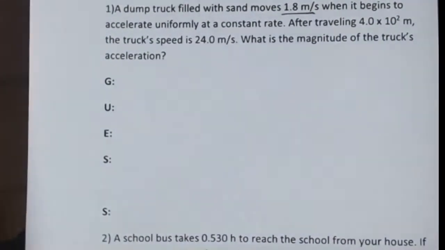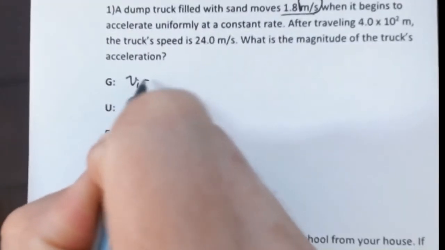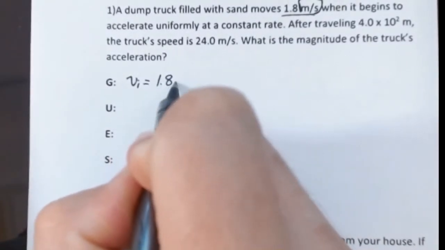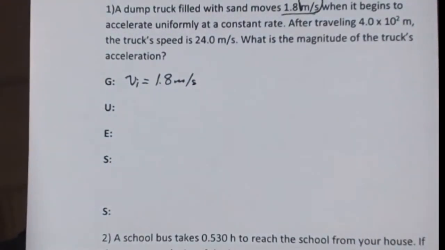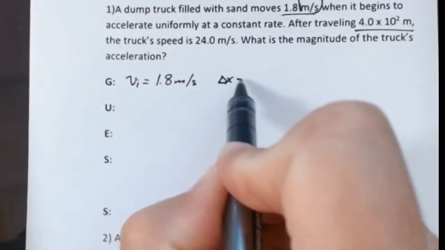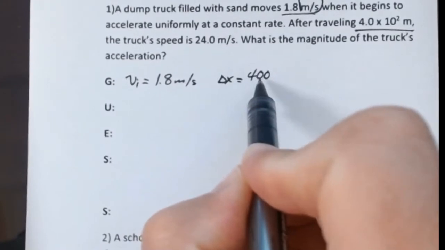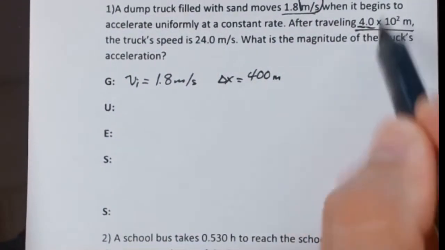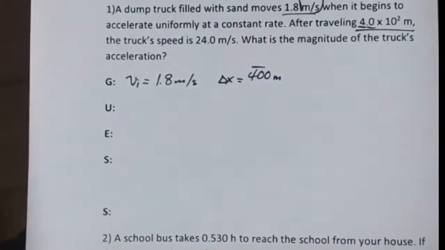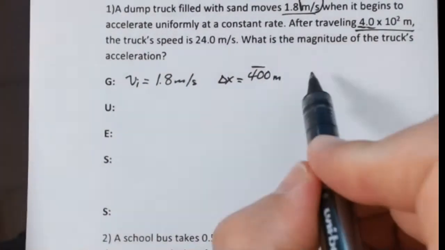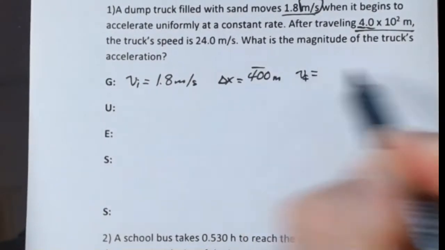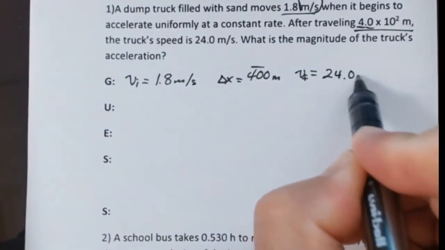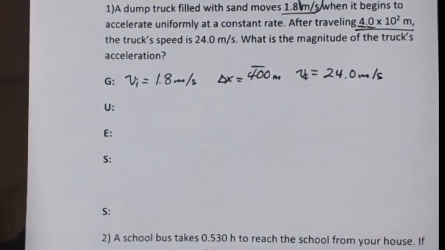So now I'm going to start looking at numbers. 1.8 meters per second, and it's the beginning of the story, so it's an initial velocity, 1.8 meters per second. After traveling 4.0 times 10 to the second meters, that's a delta x, a displacement, and it's 400, but with 2 sig figs, so that's 400 meters. Because of those 2 sig figs, I'm going to remember that for my answer. Now its final speed is going to be Vf. That's 24.0 meters per second. Right, I see that there in the last line.